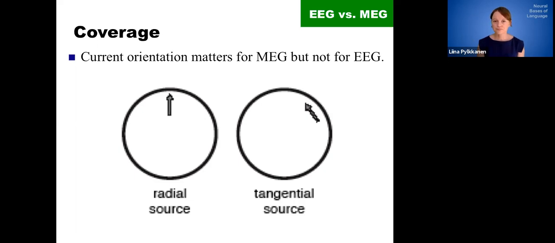Now in EEG, the radial source would give you a nice juicy positivity right here on top of the head, if we imagine that that's the top of the head, whereas the tangential source would also give you positivity on the top of the head and then a corresponding negativity out here. I didn't put the negativity to the radial source because, if this is in the middle of the head, it probably wouldn't be captured very well out here.